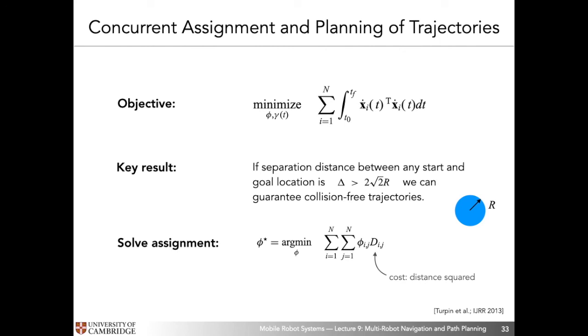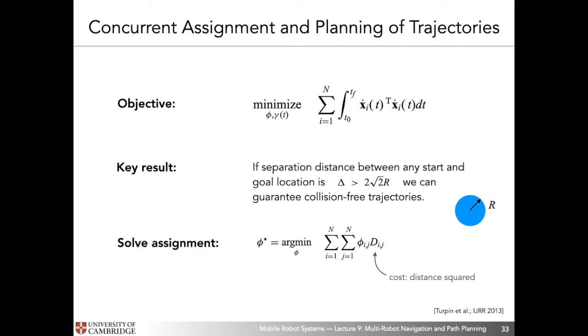And it turns out that in this case, if the start locations and the goal locations are separated by a distance delta that is larger than 2 times the square root of 2 times the robot radius, then we can actually guarantee that the trajectories that result from this optimization will be collision-free.